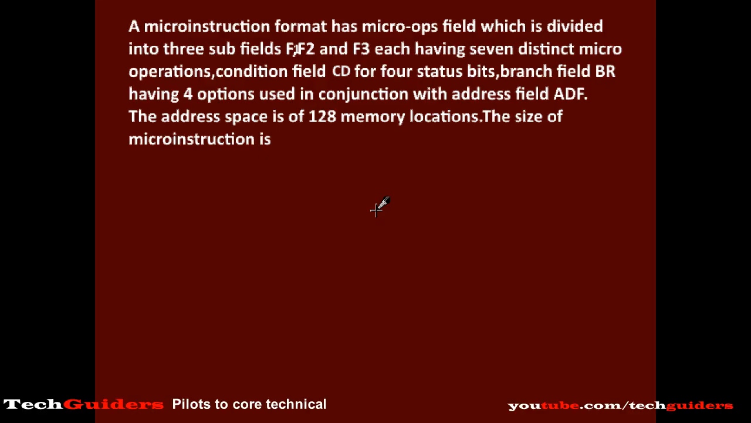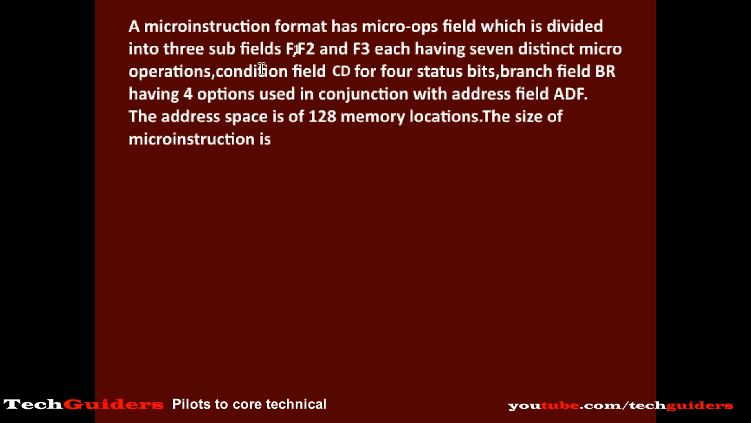A micro-instruction format has micro-operation fields which is divided into three subfields F1, F2 and F3, each having 7 distinct micro-operations, a condition field CD for status bit, a branch field BR having 4 options, used in conjunction with the address field ADF. The address space is of 128 memory locations. What is the size of the micro-instruction?